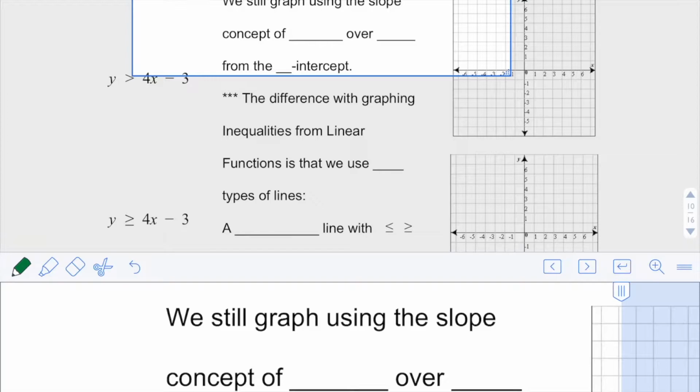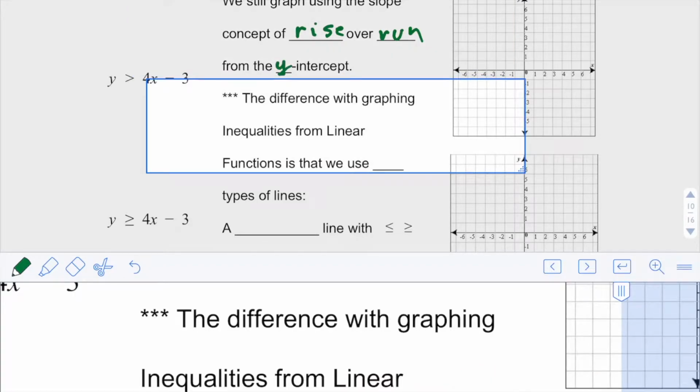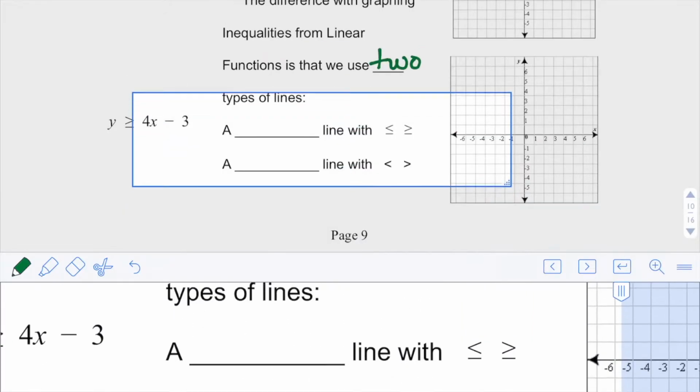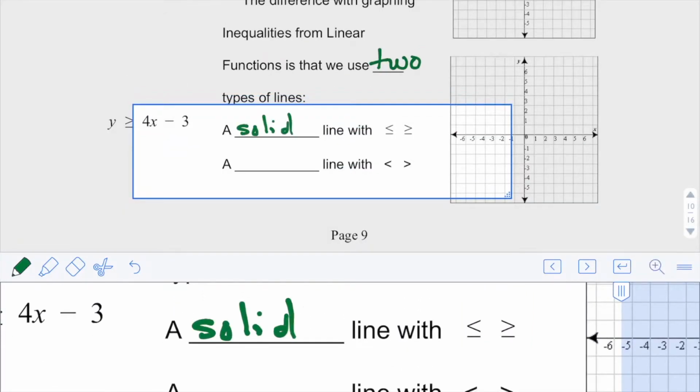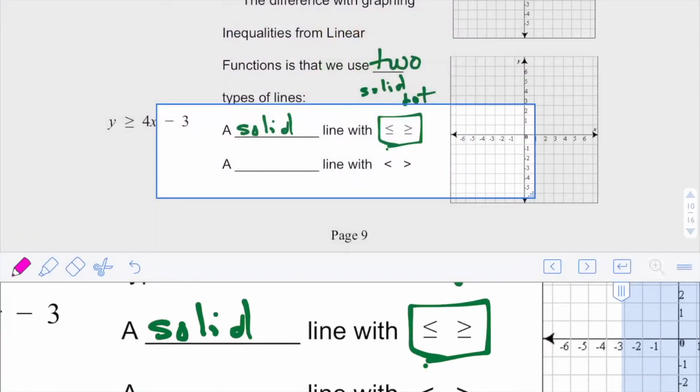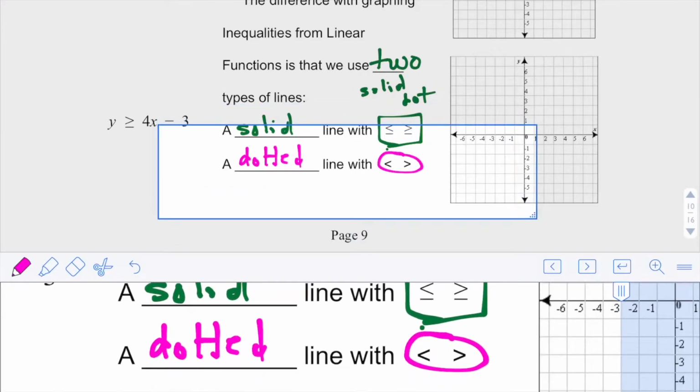We still graph using the slope concept of rise over run from the y-intercept. The difference with graphing inequalities from linear functions is that we use two types of lines. A solid line when we have these two symbols, and if you remember, that's when we also have a solid dot from our inequality booklet, and then a dotted line when we have these two symbols, where we had our open dot in our inequality booklet. So they're very consistent. Let me show you how they look.